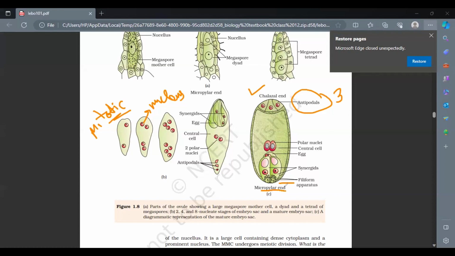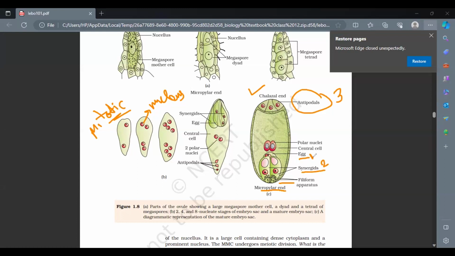Now, on the other hand, we have another structure that is called the micropylar end. Towards the micropylar end, you have 2 structures and 1 structure. There are synergids. You can see these 2 structures. These are synergids. Let us make this 2 in number. And you have one cell at the background, and that is the egg cell. So I put in 1 over here. So 3 and 2 and 1.